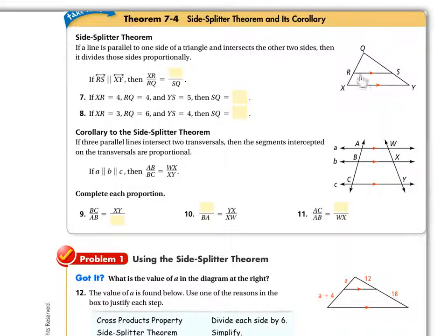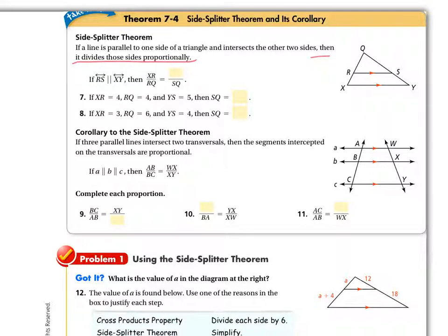So an interesting thing occurs when you have 2 overlapping triangles. If a line is parallel to one side of a triangle and intersects the other 2 sides, then it divides those sides proportionally. And so what it is talking about is this side here. If this side is parallel to another side of the triangle and it intersects that triangle, and you can see where it intersects at RS, then it's saying that QR over QS is equal to RX over SY. And that's just one proportion that we could have.